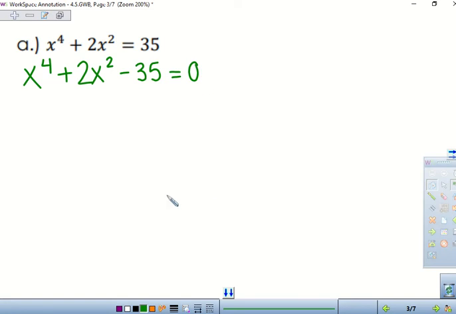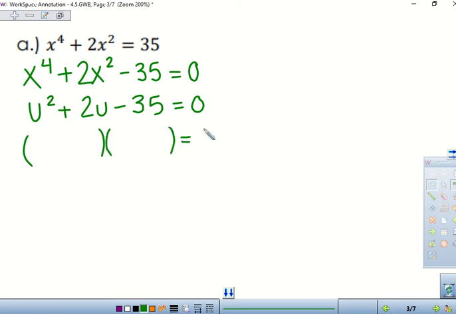Now from here, this one has x to the fourth in it. What do we know we can replace x to the fourth with? U squared. And then we can replace x squared with u. Now we have a situation where we can just factor this as we would factor any other factorable trinomial, right? This trinomial doesn't require me to use AC method or x factor because there is no a term in the beginning. So we can just use normal factoring methods.